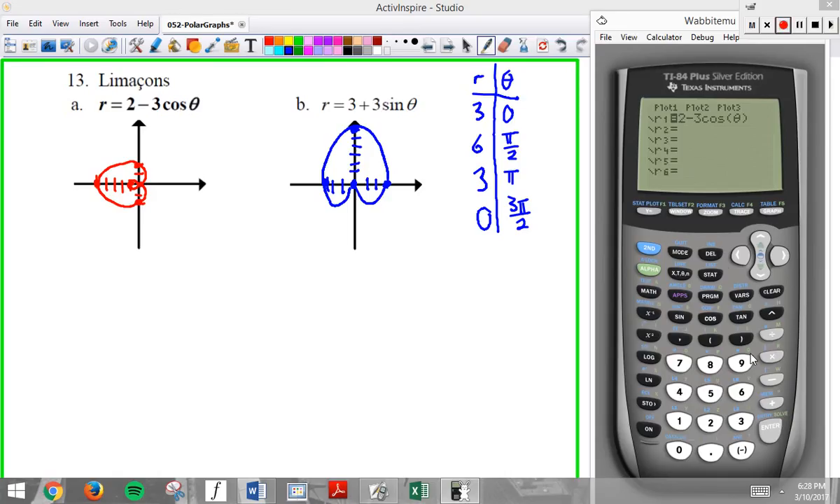Now, this one I have to change the window for. Hold on to your horses. 3 sine theta. It's already saying sine theta. I'm just going to increase the y max to 6. No, I want to do everything to 6, because I want to keep it rectangular so the window is not distorted even more. Because you can lie to yourself pretty good with a bad window. See? No inner loop. Heart shape. Let's stick with hearts.